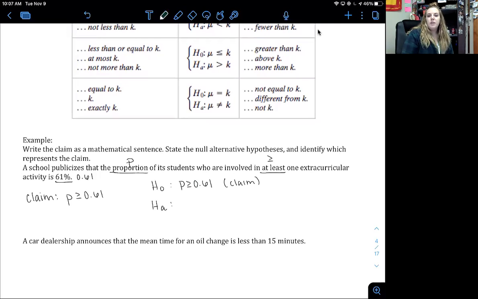Okay. So if P is greater than or equal to 0.61, the complement of that, or the opposite, would be P is less than 0.61. And that's your alternative hypothesis. You're done.